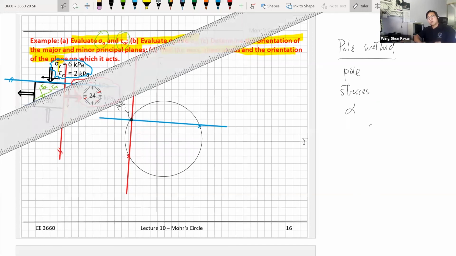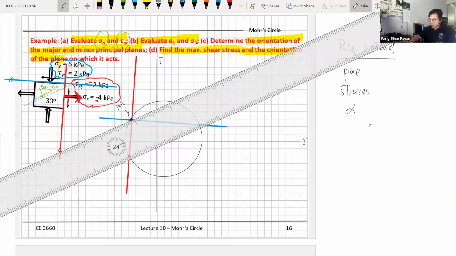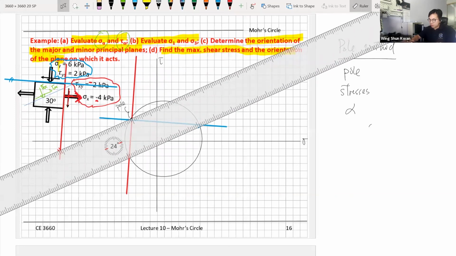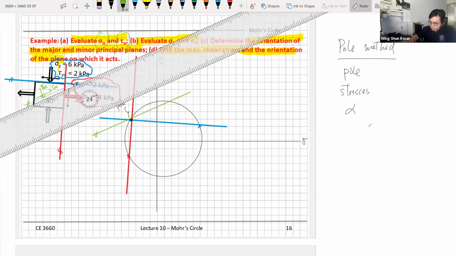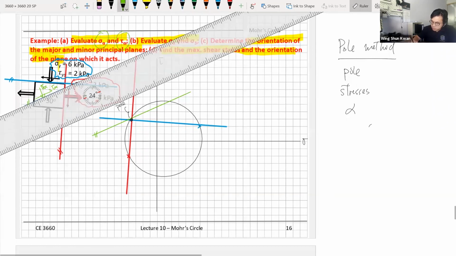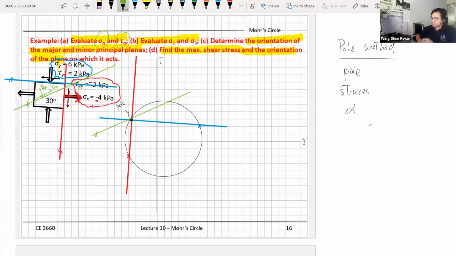So now we know the orientations, and then we know the pole. So we have the orientations. Go back to our pole here. So these two lines need to be parallel with each other. So this line is this line. And this point right there will be your sigma alpha and tau alpha.